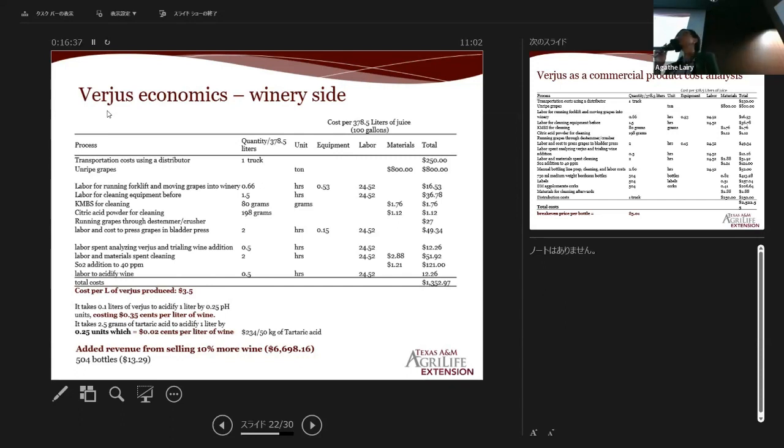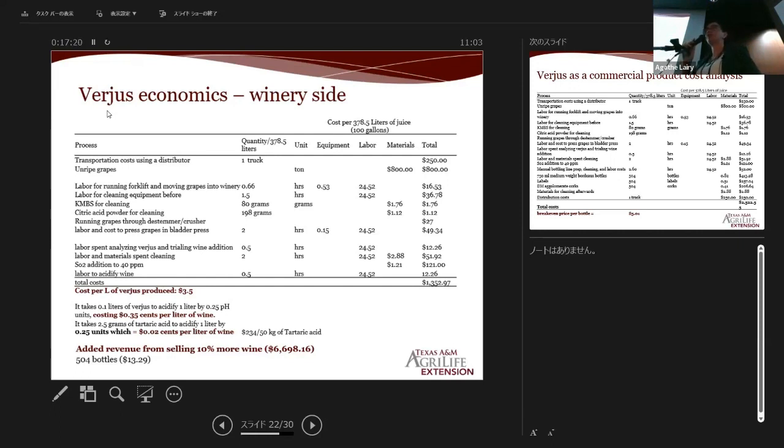Now, it took us about 10%, 0.1 liter of verjus added to 1 liter of regular juice, to drop the pH by 0.25 points. And that means, if we make the transformation, that it costs us about 35 cents per liter of wine to acidify with verjus. Now, if we look at tartaric acid for the same type of addition, if we are to add 2.5 grams of tartaric acid per liter of wine, that would cost us 0.02 cents per liter, a lot cheaper to add tartaric acid than verjus.